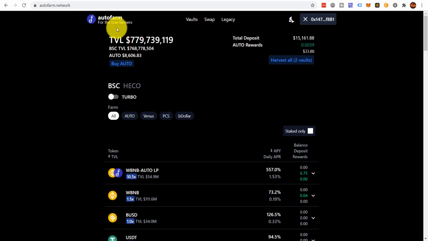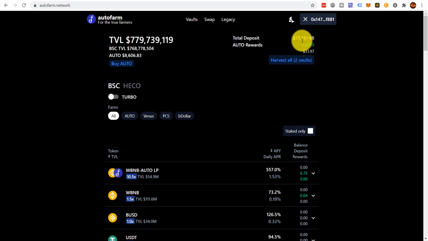Right here, Auto Farm. This is on the BSC, and this isn't advice. I'm not encouraging you to get into Auto Farm, but I love Auto Farm. I'm over here farming the BNB and Auto token liquidity pool. It says I get 557% APY. But when this token was valued at about $6,000 to $6,500, I had about $14,000, enough to buy 2 tokens. Right now, the token's at $8,600. I don't have enough to buy 2 tokens.